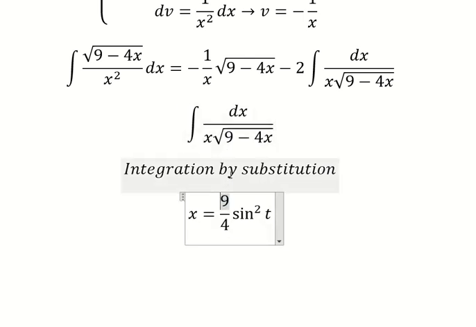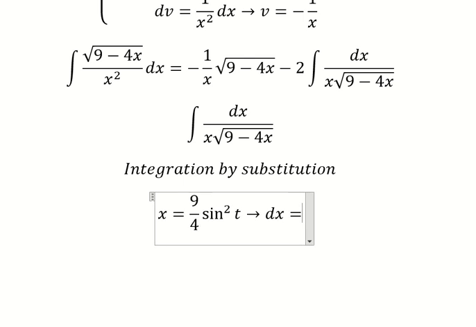We can do factorization. 1 minus sine t squared, we change for cosine t squared. And later, we simplify the square root and ds. Next, we need to do the first derivative for both sides, and we have like this.